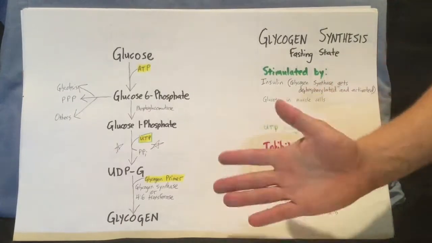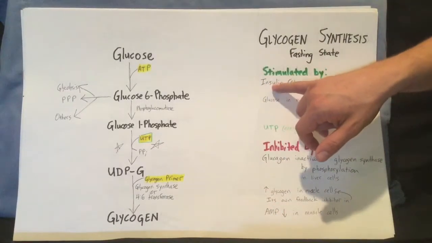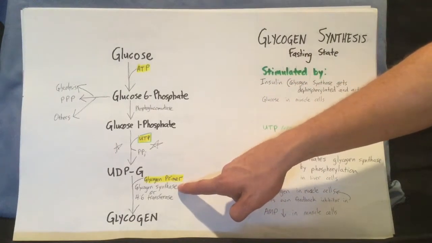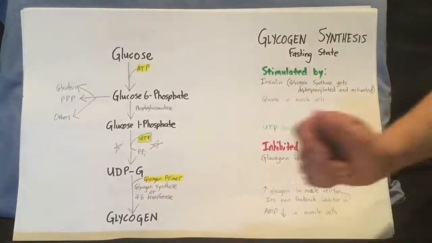Now, again, this isn't going to be happening in the fasting state. If it were happening, it is signaled by insulin, because this enzyme, glycogen synthase, gets dephosphorylated, and therefore it gets activated and continues to build the glycogen. And that is triggered by insulin.